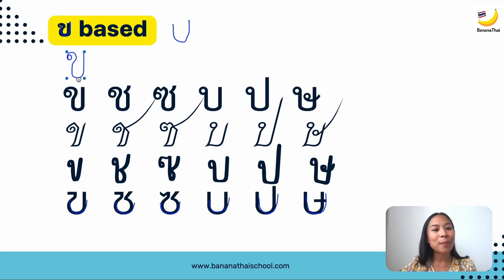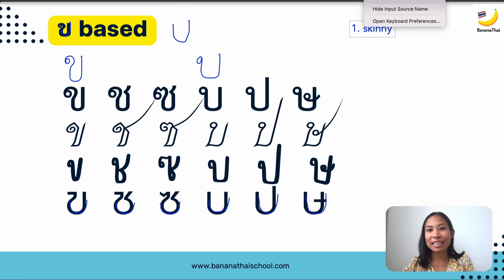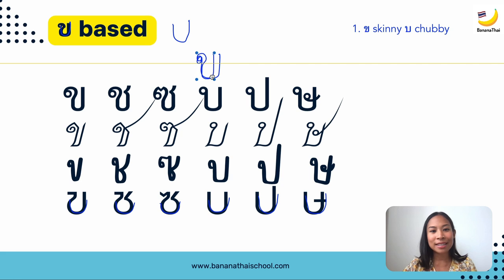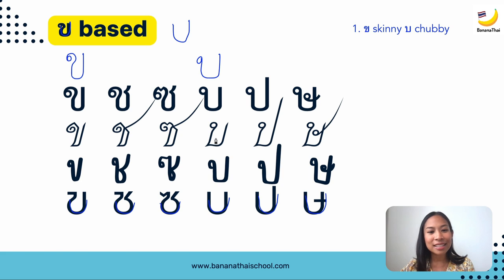Okay, I want to compare ขอไข่ with บ่อใบไม้. Can you take a look at these two? ขอไข่ and บ่อใบไม้. What are the differences? First tip: ขอไข่ is skinny, while บ่อใบไม้ is a bit more chubby, as you can see here. If you compare these two, ขอไข่ is skinnier than บ่อใบไม้. It doesn't matter what font, but take a look here. See, skinnier than this one, skinnier than this one.